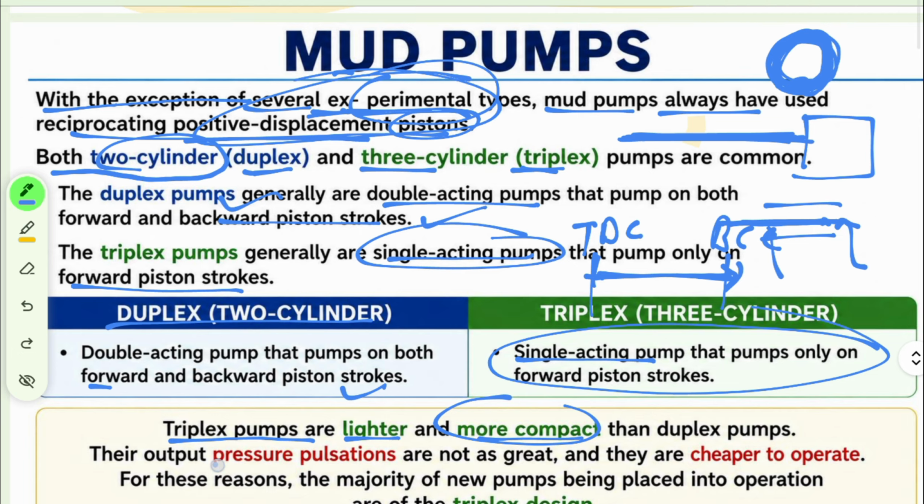Their output pressure is not as great, and they are cheaper to operate, right? For this reason, the majority of new pumps being put into operation are triplex design, right? So triplex design means three cylinders, duplex design means two cylinders, right?